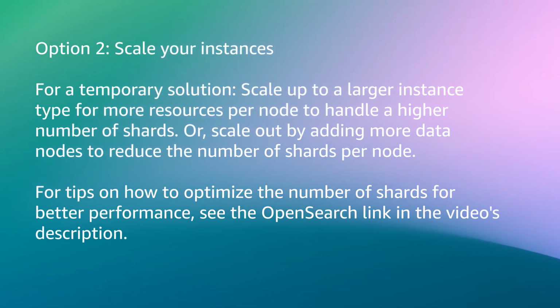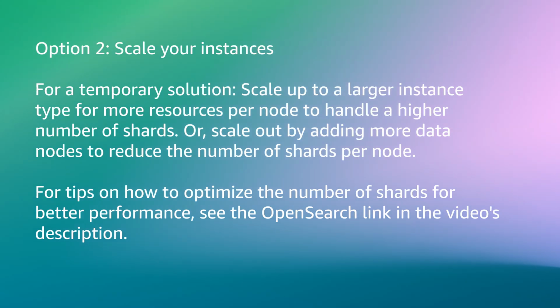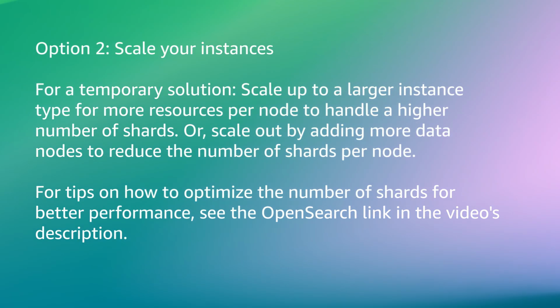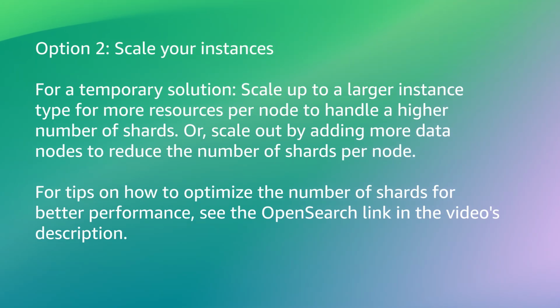Option 2 is scale your instances. For a temporary solution, scale up to a larger instance type for more resources per node to handle a higher number of shards. Or scale out by adding more data nodes to reduce the number of shards per node. For tips on how to optimize the number of shards for better performance, see the OpenSearch link in the video's description.